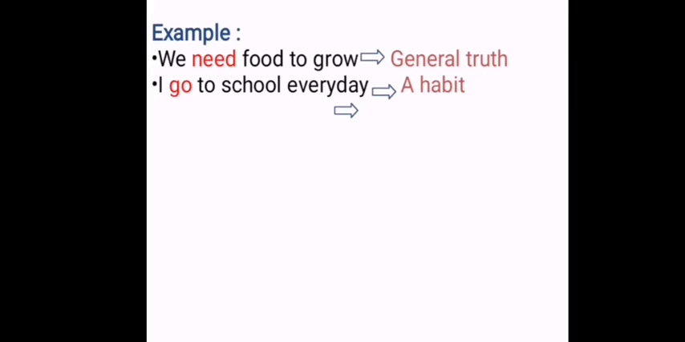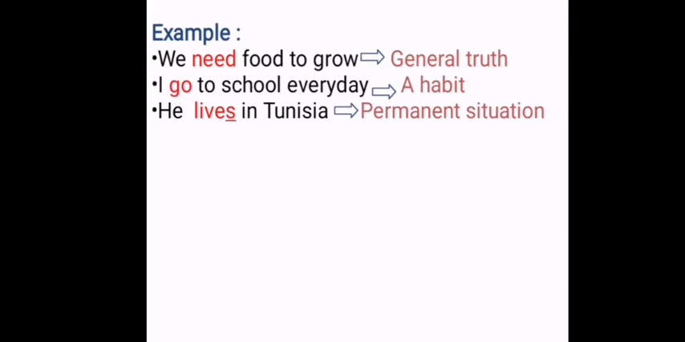The second sentence now. I go to school every day. This is a habit. Okay, because here we have every day. So you go to school every day. Or I can say here, for example, I wash my face every day. I brush my teeth before going to sleep. So this is a habit. This is something that you do every day. The last sentence now is he lives in Tunisia. So this sentence expresses a permanent situation. What do we mean by the sentence? He lives in Tunisia. So this is a permanent situation. This is something that lasts for a long period, okay?